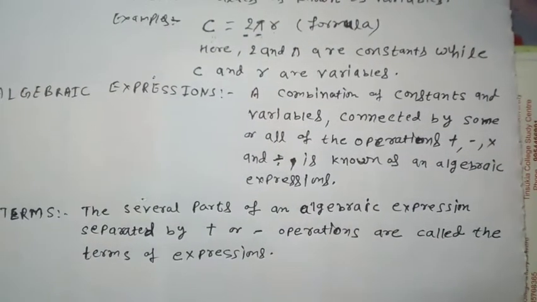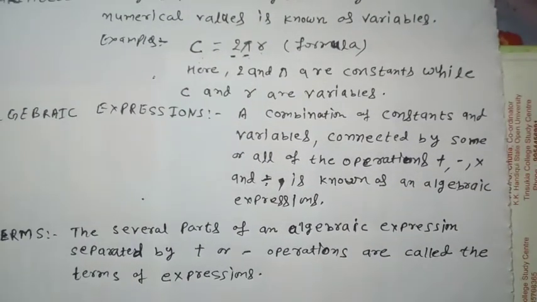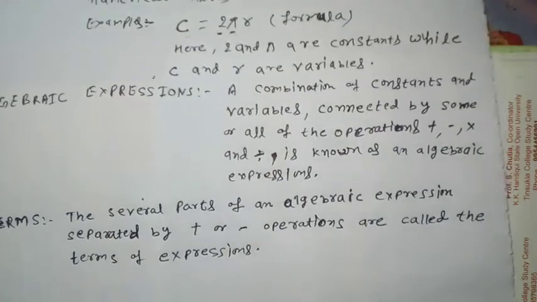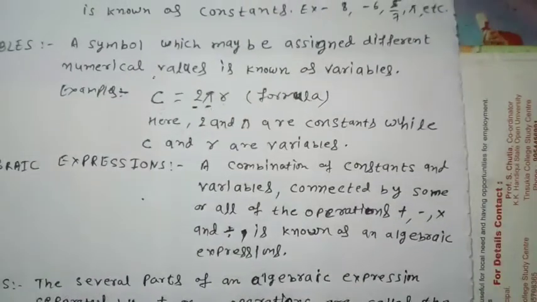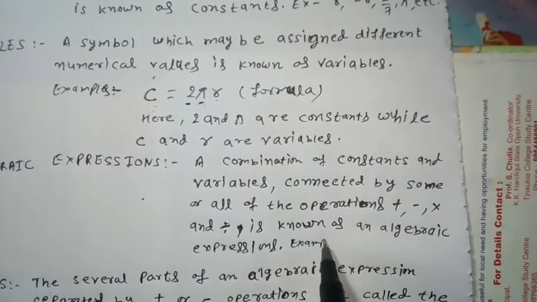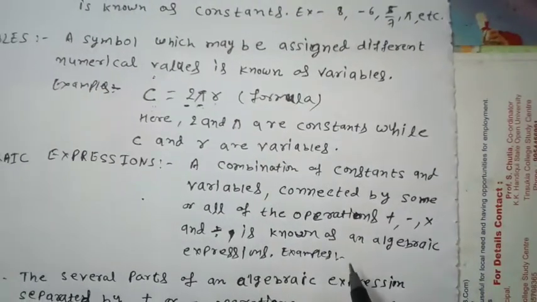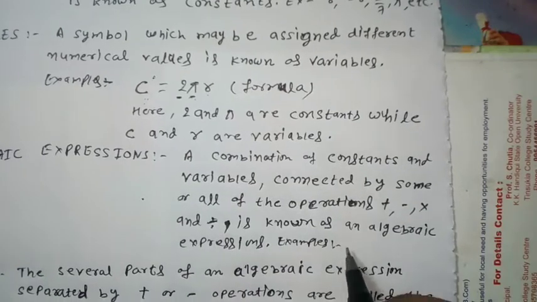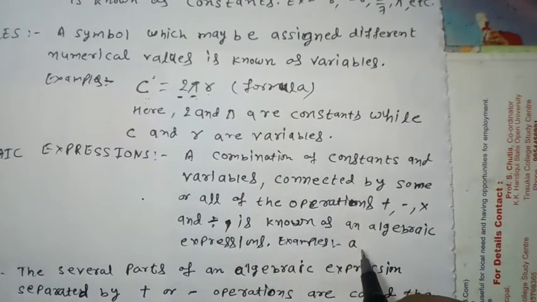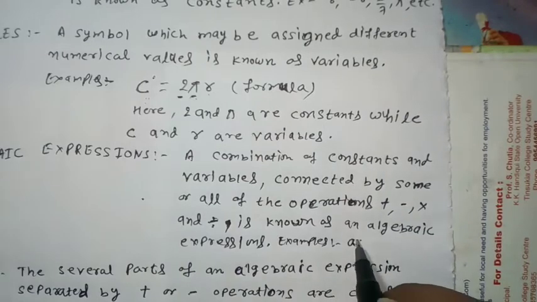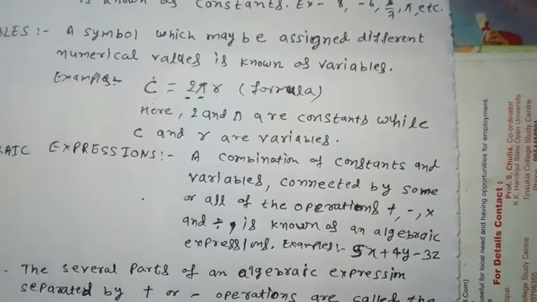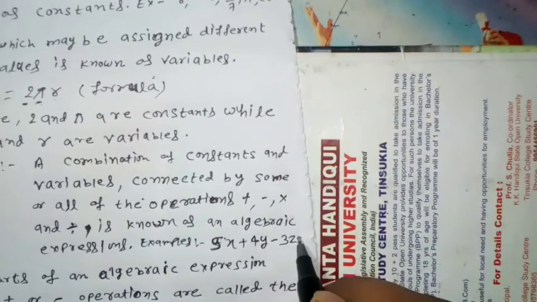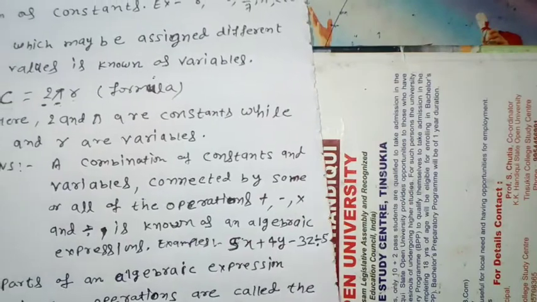Okay, for example, in this also example, suppose that we write here 5x plus 4y minus 3z divided by 5. Okay, this is also an algebraic expression.